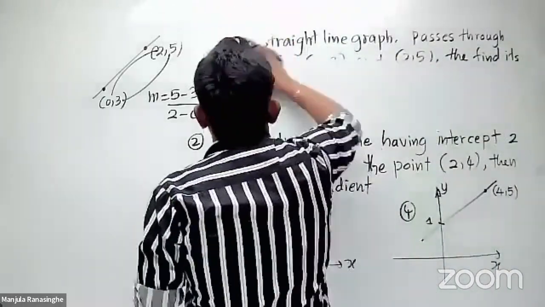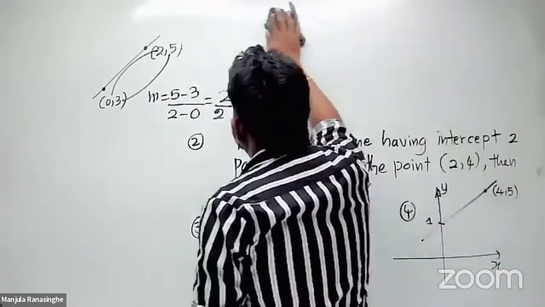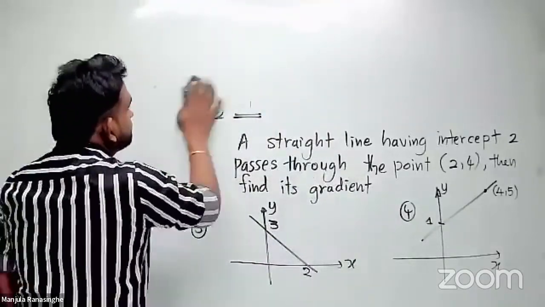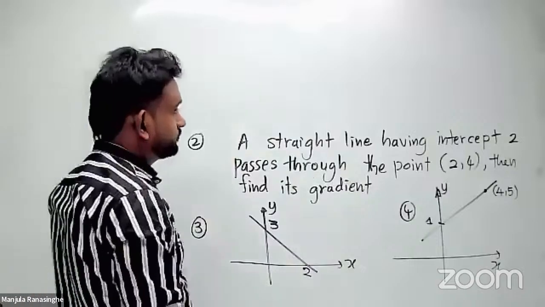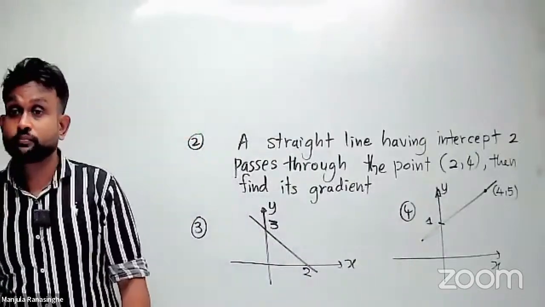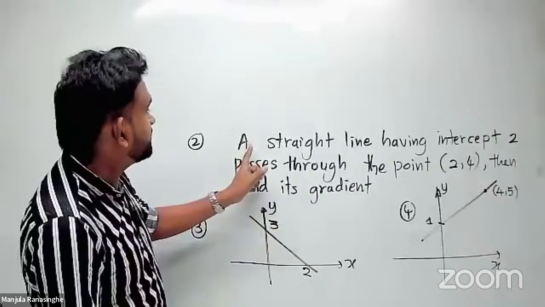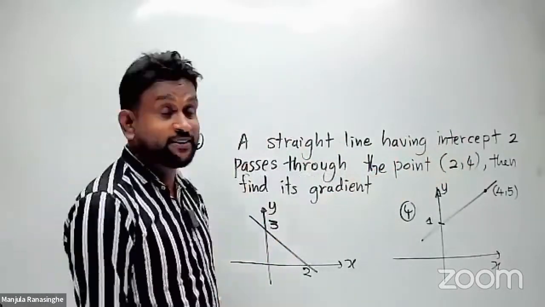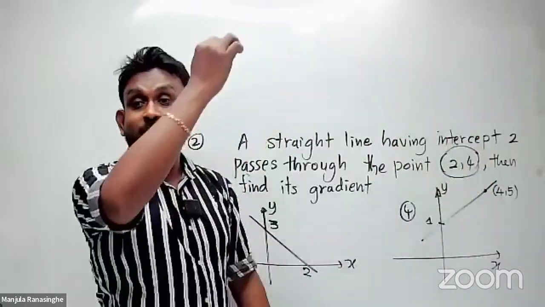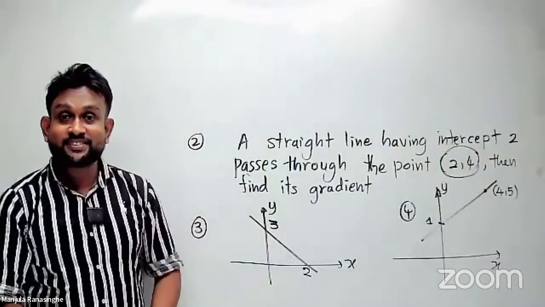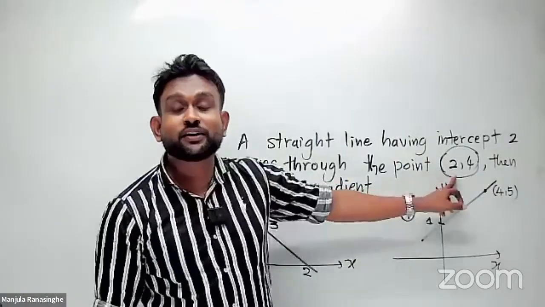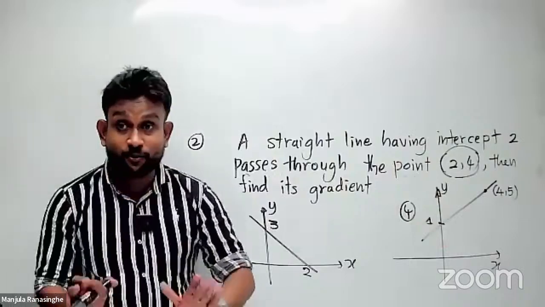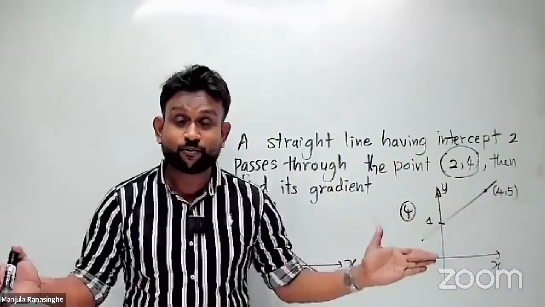If any question, ask. So y difference over x difference. Right. Then the straight line having intercept 2 passes through the point 2, 4. What's the case? Just 1 point directly given and the intercept given. Then what I told you, to find the gradient we require 2 points.